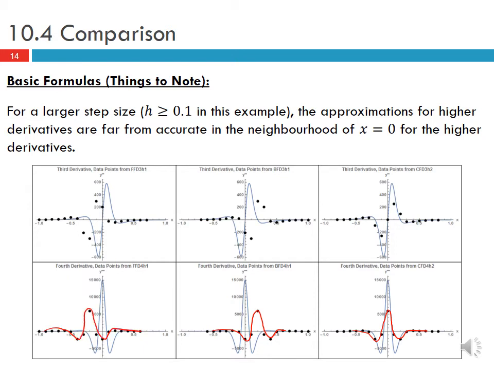So for any of the schemes, as we increase the order of the derivative that we're taking, the errors just tend to compound, and so we lose accuracy as we increase the order of the derivative.